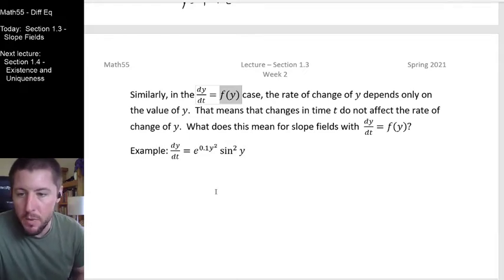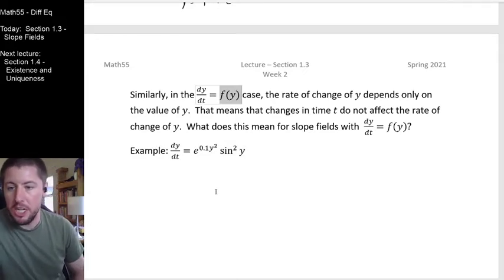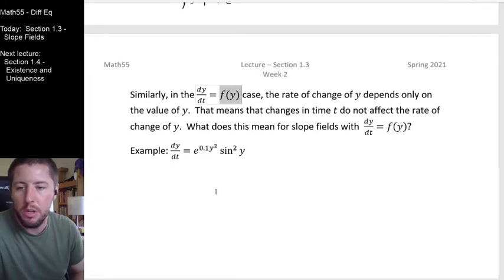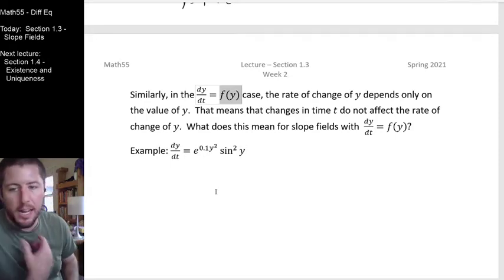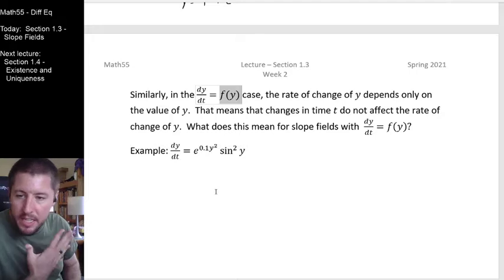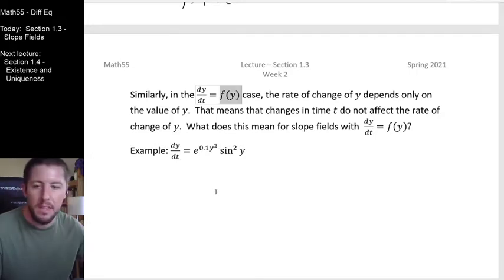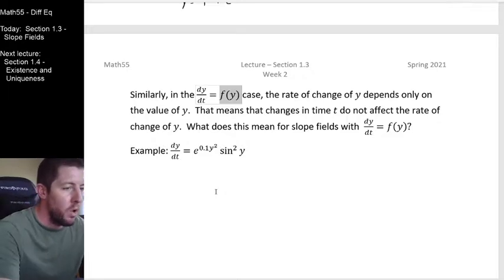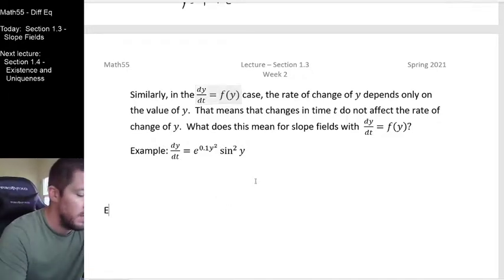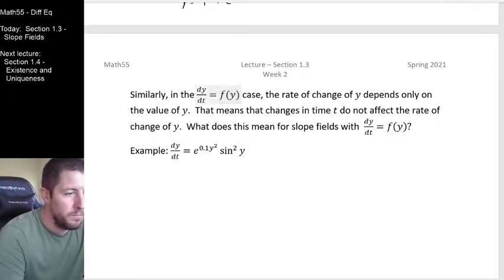But that doesn't mean we can't analyze this differential equation and long-term trends of individual solutions, saying, if we have an initial condition of 0, 2, then what happens to that thing in the long term? Let's just state that as our goal right here.